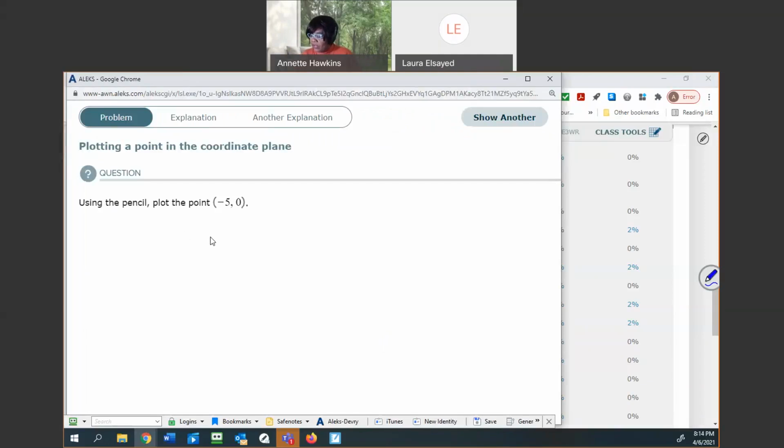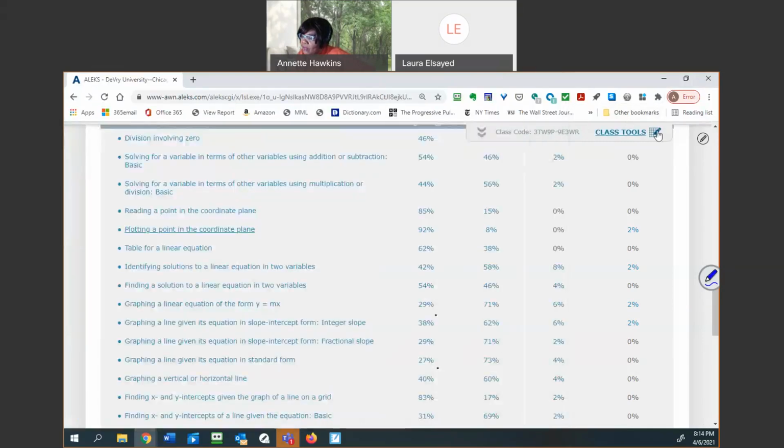So using the information that we just saw, it says use the pencil, plot the point. I thought it would show it to me, but I guess it's not. On this, it will not show it to me. Let me try something different.